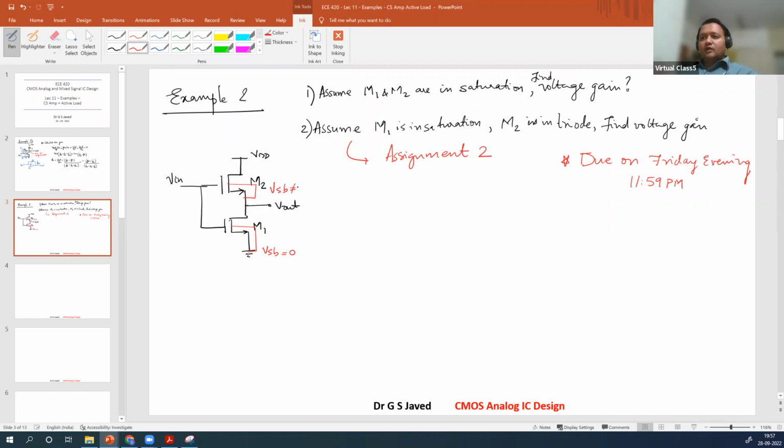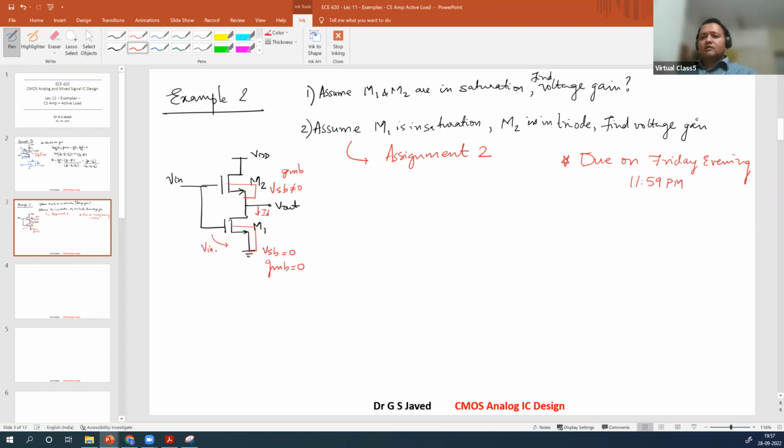VSB not equal to 0. When VSB is not equal to 0, you will have gmb coming into the picture. Here gmb is equal to 0. Okay, so gmb is there, current is the same through both, so ID is the same. What is the VGS?